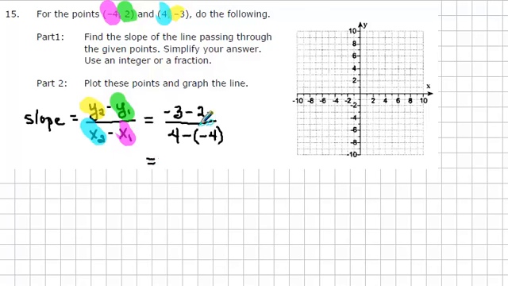And then we carefully simplify. Negative 3 minus 2 is negative 5, and 4 minus negative 4 is 8. So the slope of the line is negative 5 over 8. Negative 5/8 is the slope of the line. Now notice in Part 1 it does not ask us to find the equation of the line. It asks us to find the slope of the line. The slope is negative 5 over 8.